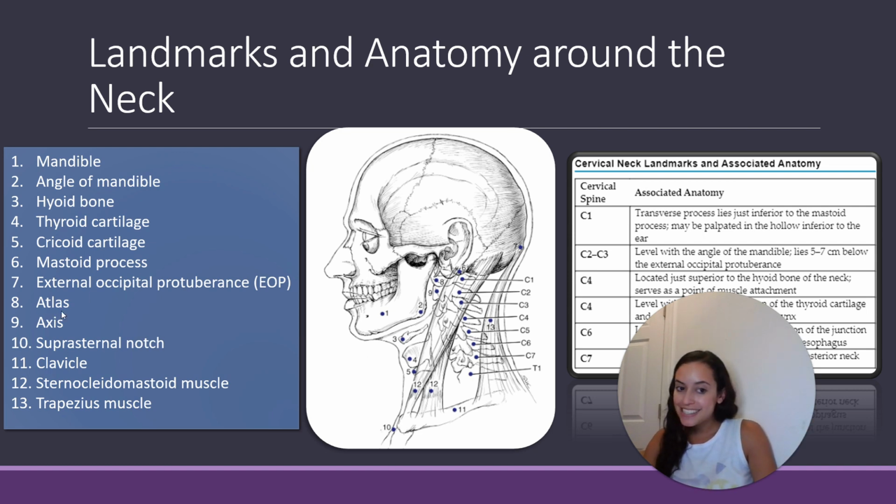The atlas is one of your vertebral bodies. It's actually the first vertebral body. It's also known as the atlas. And the axis is the second vertebral body, C2.